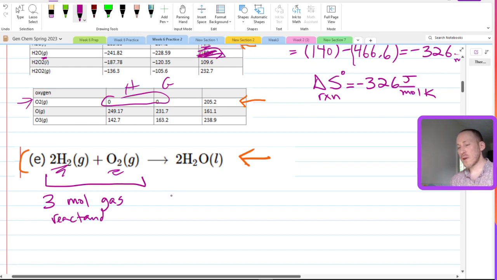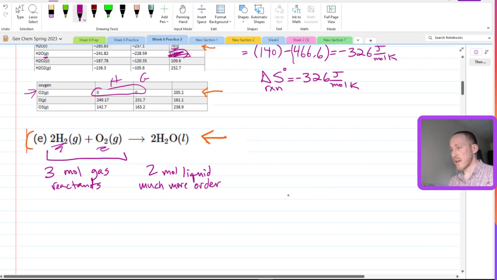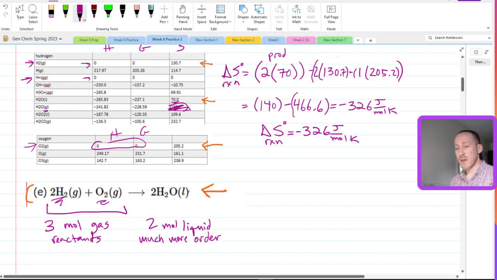On the right side, we have 2 moles of liquid. So if we were comparing liquid to solid, it might be a different story, but when we're comparing liquid to gas, this is much more ordered. Less entropy, fewer microstates. The delta S has gone down there, and that makes sense. So we like that. Okay, there's the first two.